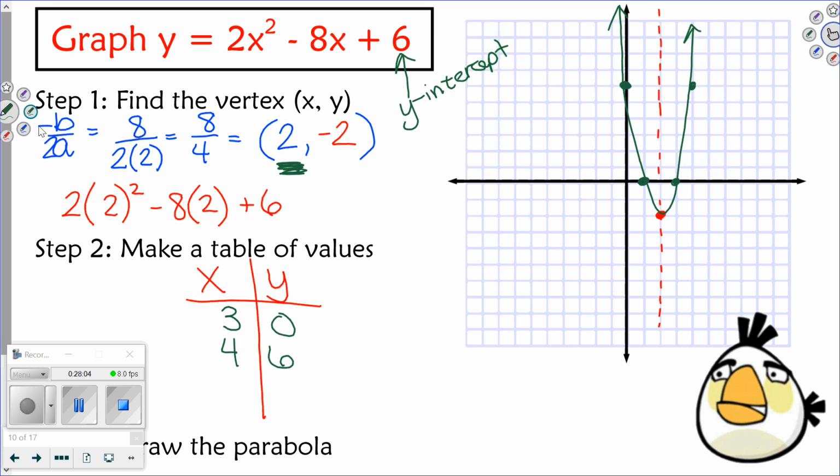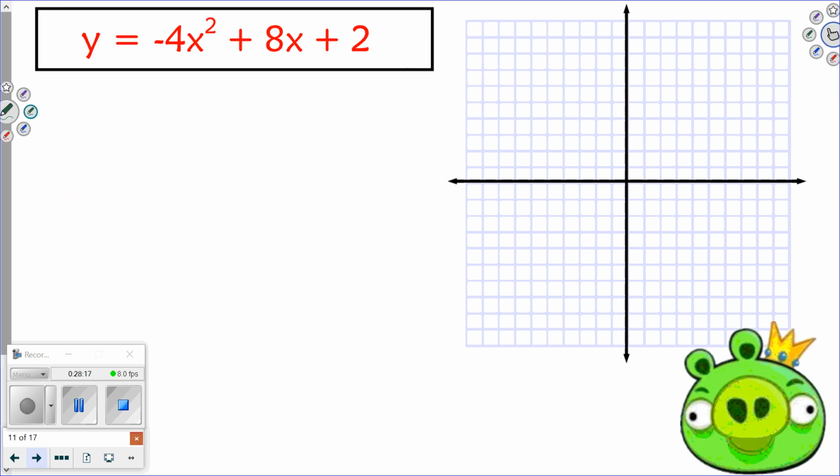1, 2, 3, 4, 5, 6. That's exactly where that is. It could be one of your points. Now, if that's already your vertex, though, no. But yes, it could be. All right, let's try the next one.